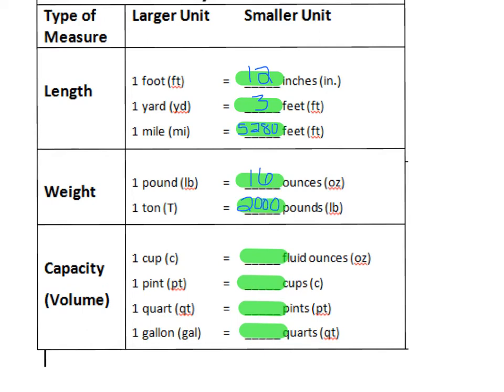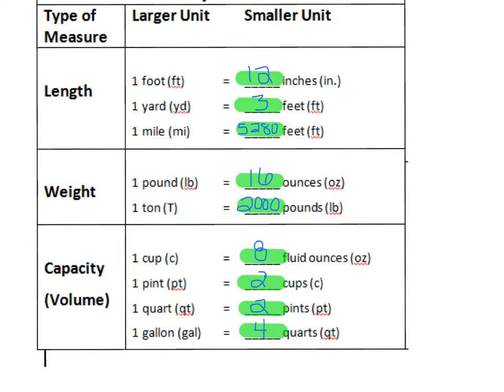When we're measuring volume and capacity, 1 cup is equal to 8 fluid ounces. 1 pint is equal to 2 cups. 1 quart is equal to 2 pints. And 1 gallon is equal to 4 quarts.